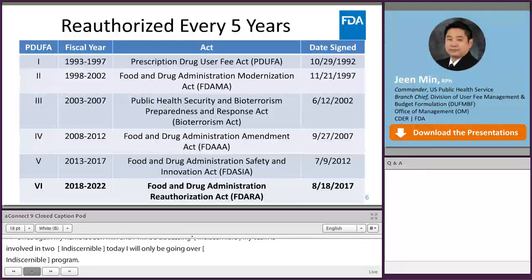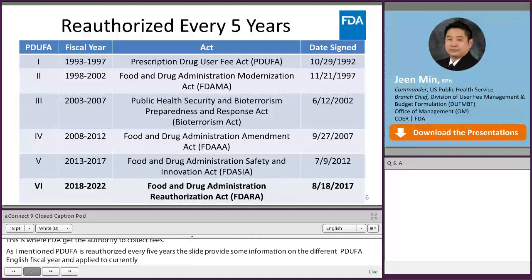As I mentioned, PDUFA is reauthorized every 5 years. This slide provides some information on the different PDUFA acts and which fiscal years they applied to. Currently, we are in PDUFA 6, the Food and Drug Administration Reauthorization Act, known as FDARA. It was signed into law on August 18, 2017, and it lasts until fiscal year 2022.